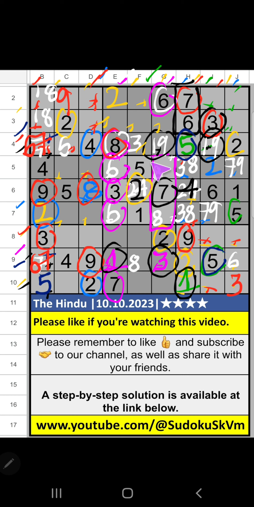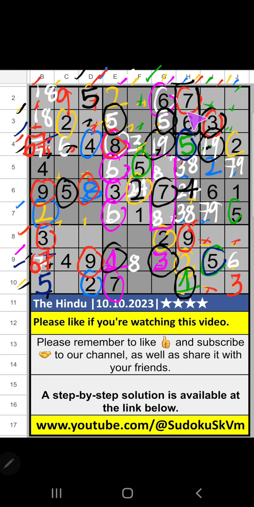Column F, we have 5. So 5 can't come in these cells. 5 will come in one of these cells. We will confirm later. Column C, 3rd row we have 5. So 5 can't come in these cells. Then 5 is confirmed here.